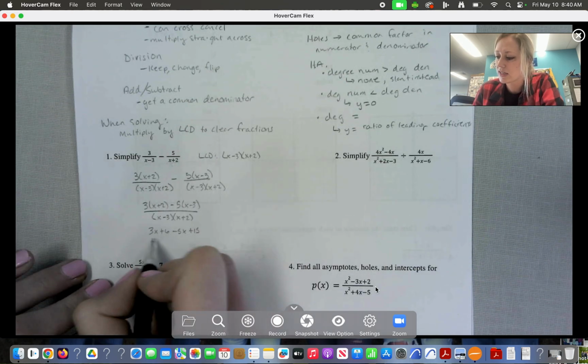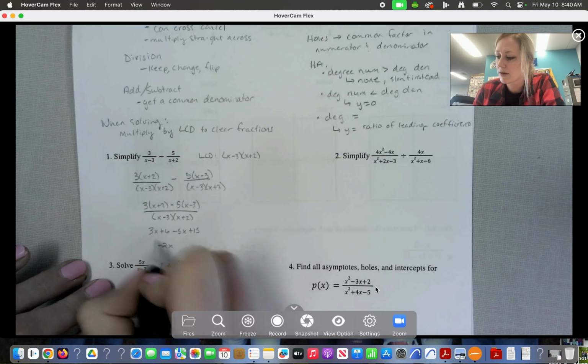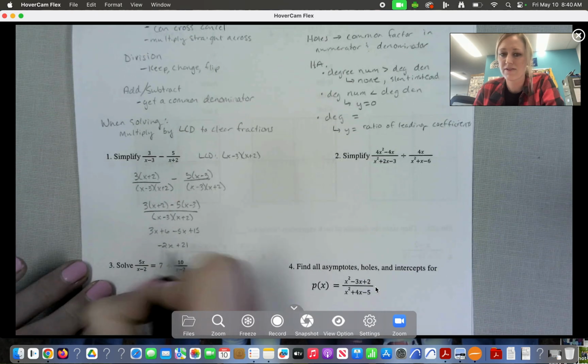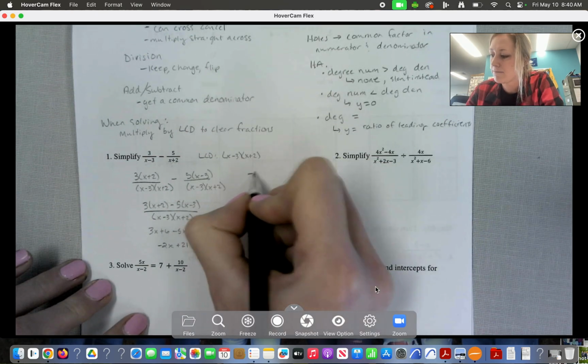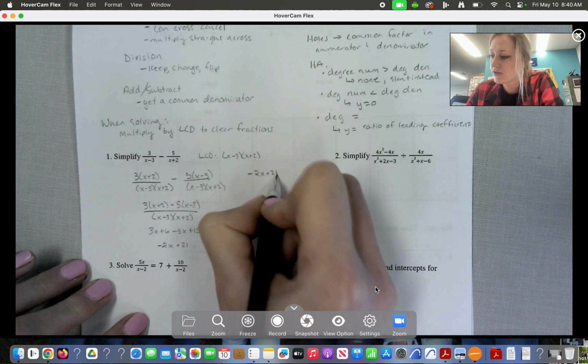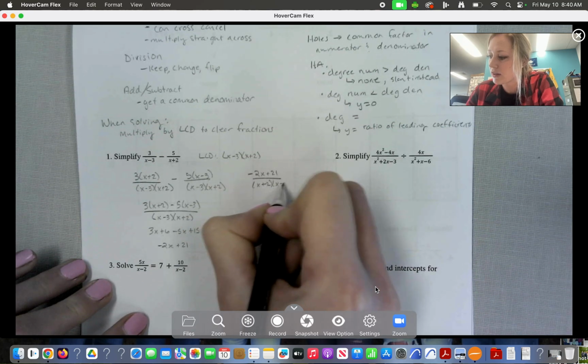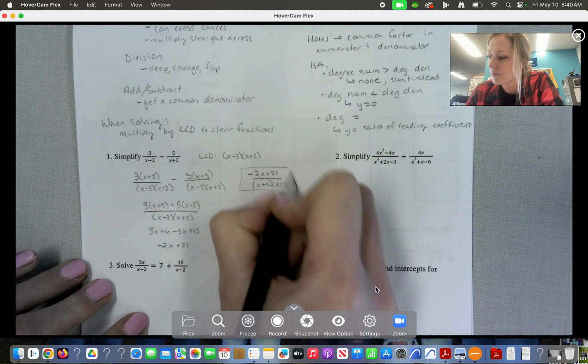I'm going to simplify this again. So I've got negative 2x when I combine like terms. 6 plus 15 is 21. There's nothing that factors out of that one, so this is my final simplified answer. And don't worry about distributing your denominator. You can leave it in factored form.